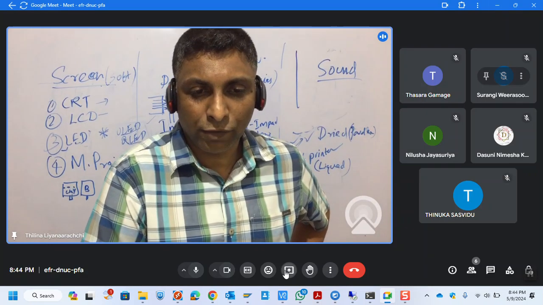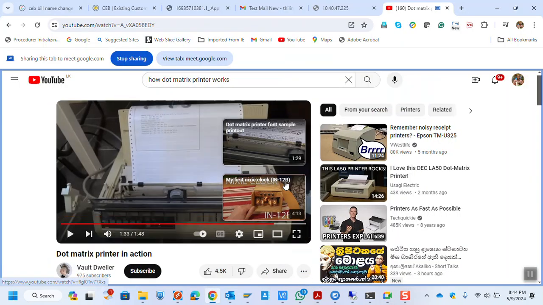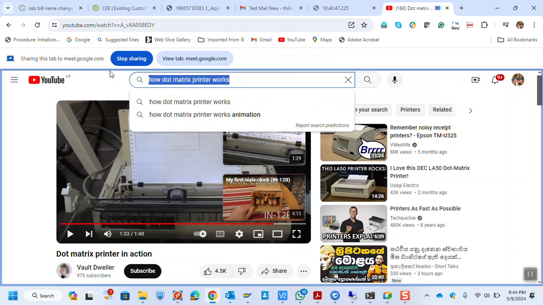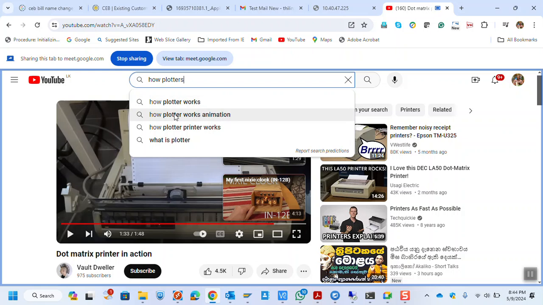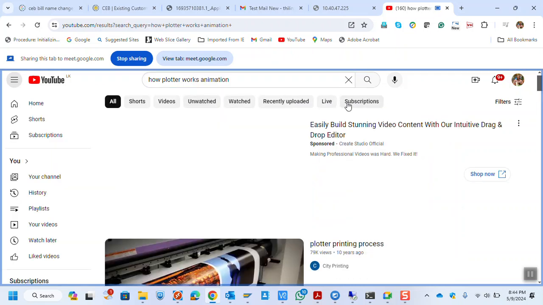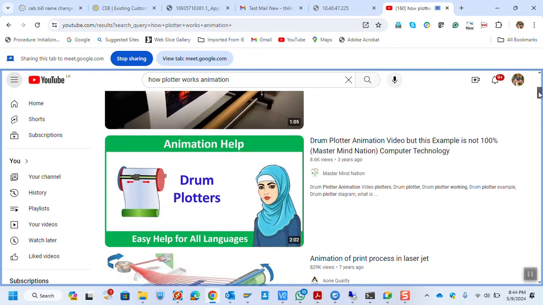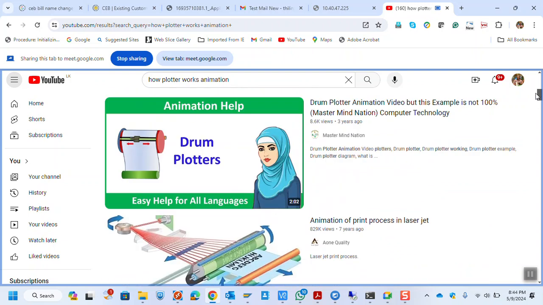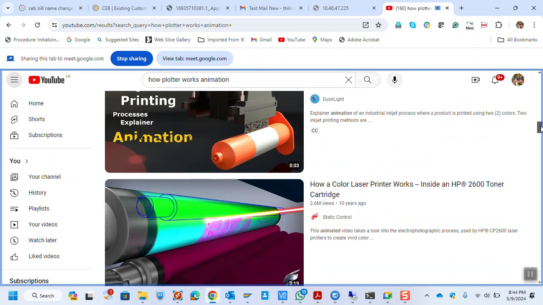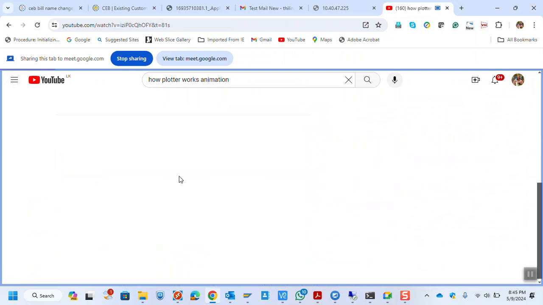I forgot to show you the plotters. See, one plotter. This is all.